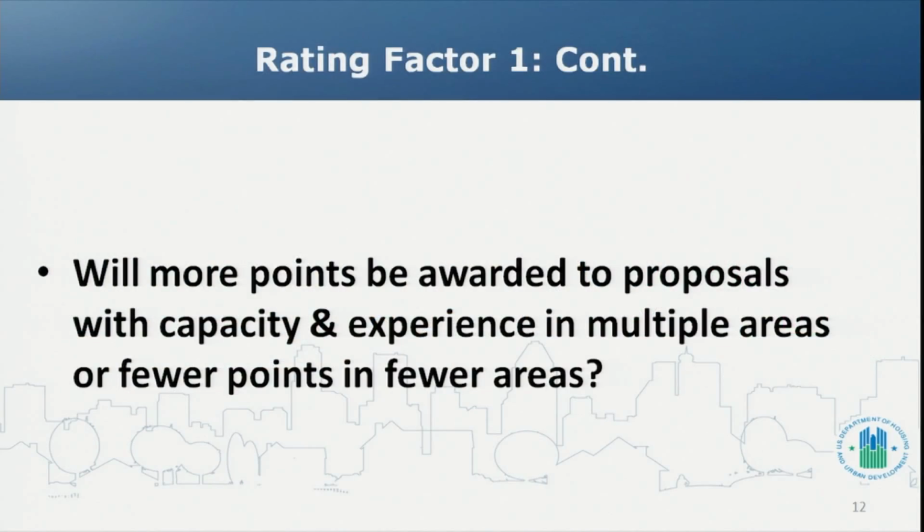Will more points be awarded to proposals with capacity and experience in multiple areas, or fewer points in fewer areas, Marie? Pam, applicants need to demonstrate a broad range of expertise and experience or deep experience and expertise in a few areas. They must address at least 2 eligible activities of the total of 7 in the NOFA. Importantly, you could receive the maximum number of points and address only 2 of the 7 areas.